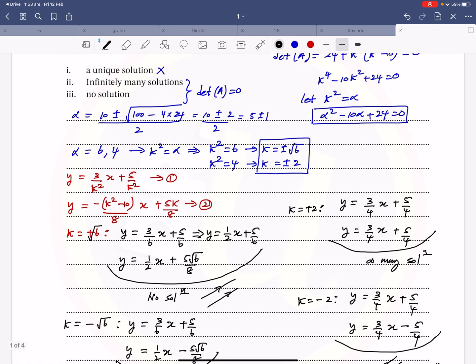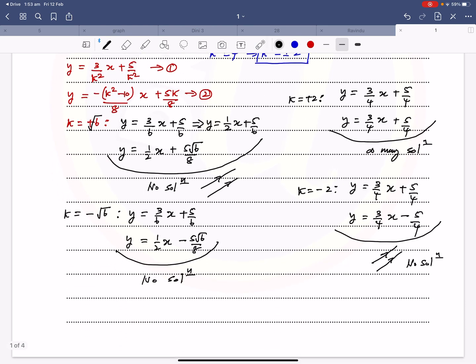Now the first question is unique solutions. You can find unique solutions when k can be any real value except plus or minus square root of 6 and plus or minus 2. So that would be the answer.